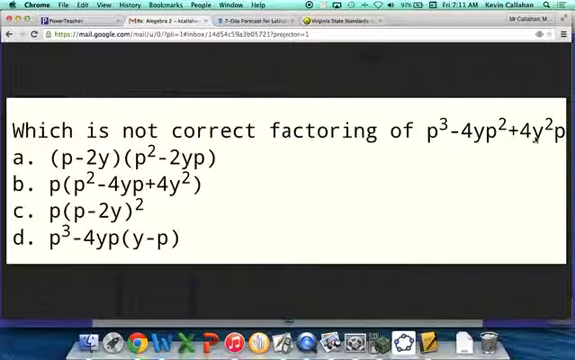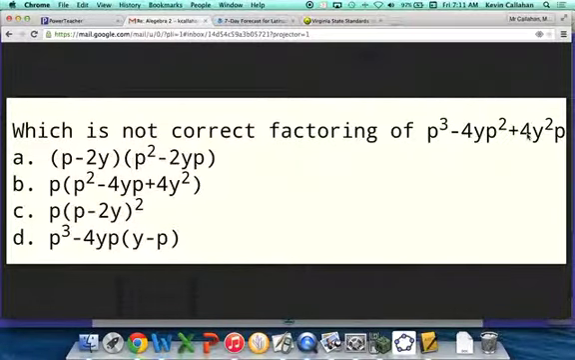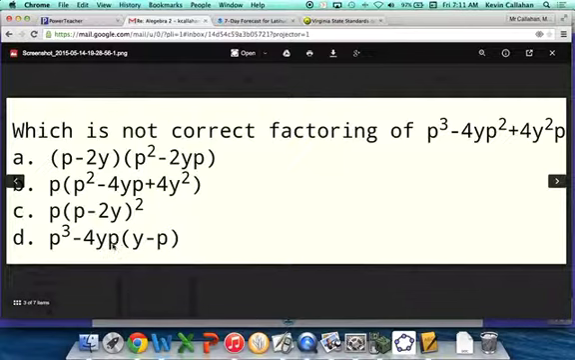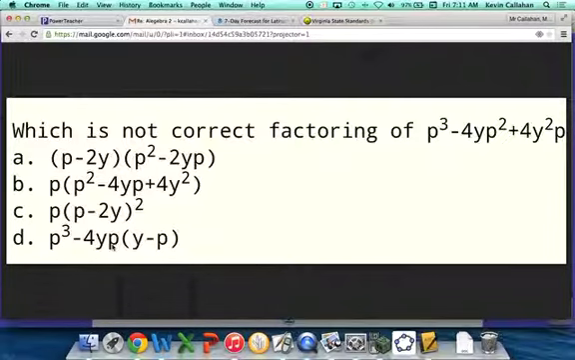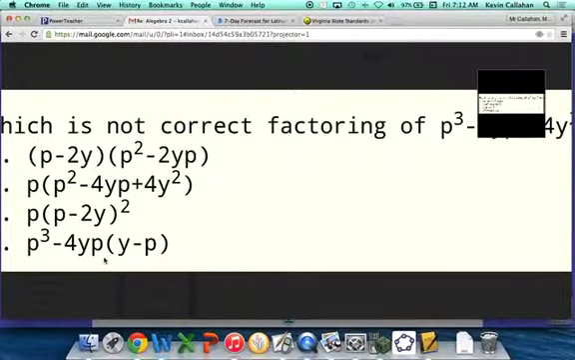Because in a sense, you could see how they factored only the second two terms. Oh, no. Let's see. Yeah, this would still be incorrect because they got the signs of these things wrong. If I multiply negative 4yp times y, I would get negative 4y squared p. And that's a positive 4y squared p. And if I multiply negative 4yp times negative p, that would be positive 4yp squared. But that's negative. So that's why this one right here is still not the right answer.